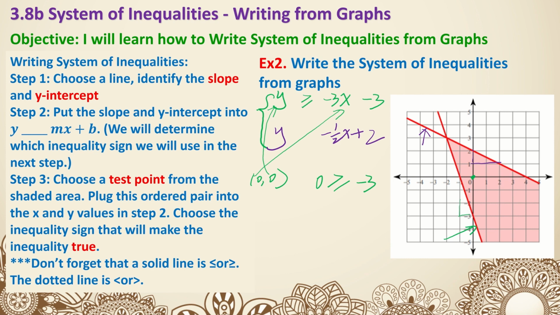Now for the other one, same thing, 0 for y and 0 for x. We have 0 on the left side, a 2 on the right side. In order to make it work, it's supposed to be less than, but since it's a solid line, it would be less than or equal to. And that is our inequality for example 2.